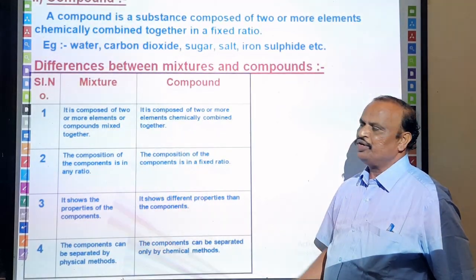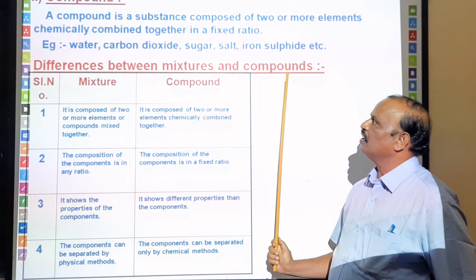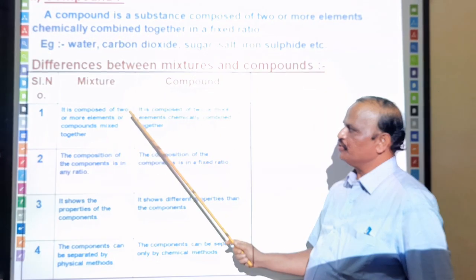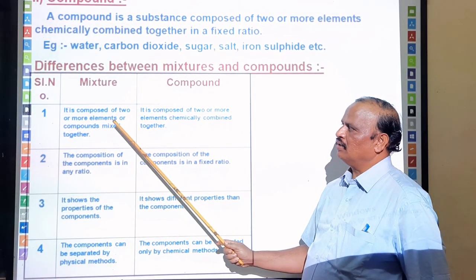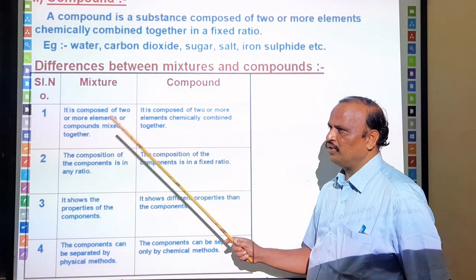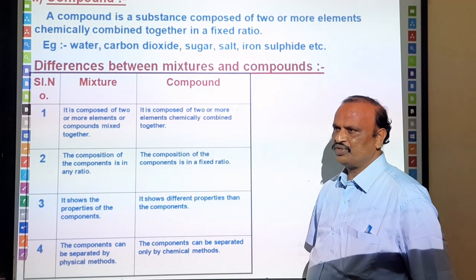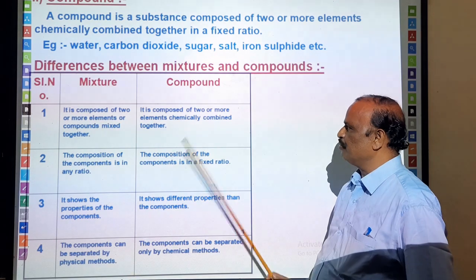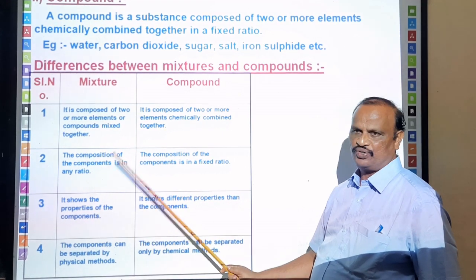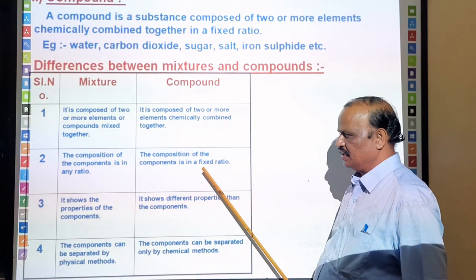Another is the mixture. The difference between a compound and a mixture is something we are expected to know. A mixture is composed of two or more substances, elements or compounds, together. In a mixture there may be two or more different elements, or two or more different compounds. Whereas in a compound, the elements are present in a fixed ratio. In a mixture, the components can be in any ratio; there is no fixed ratio.